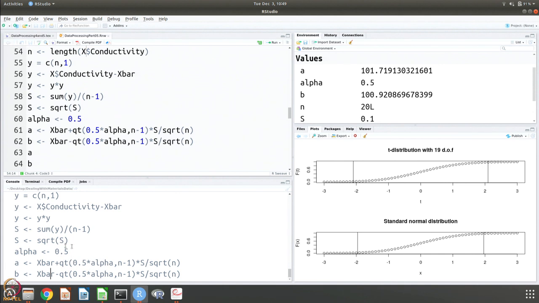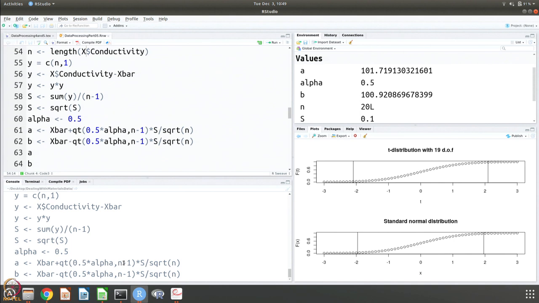That means the alpha is 0.5, and we will multiply this by 0.5 because we want to have half on this side, half on that side, right? 50% is in the middle. So, there is 25% on the lower end and 25% on the upper end of these tail portions. So, that is why this 0.5 multiplication is there.